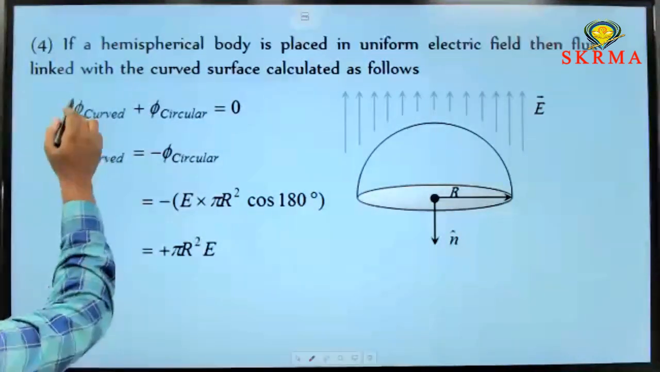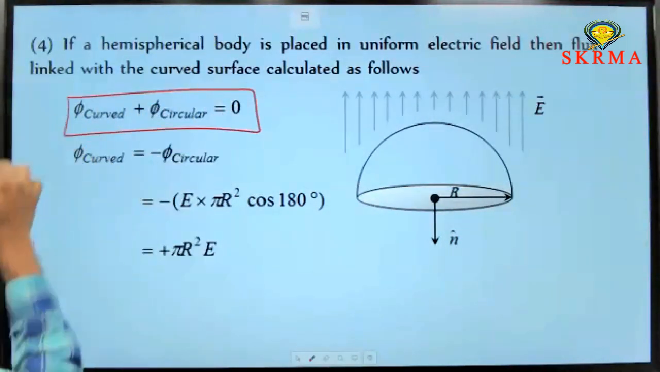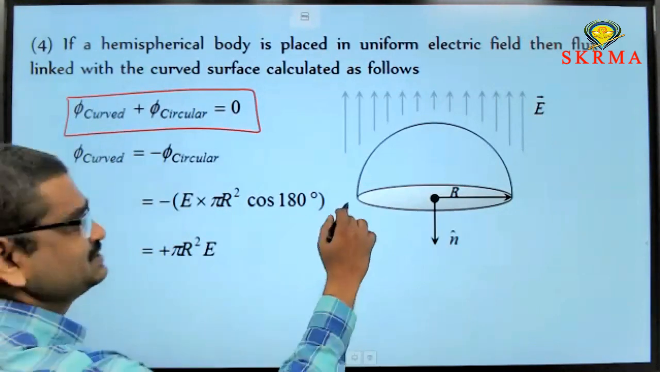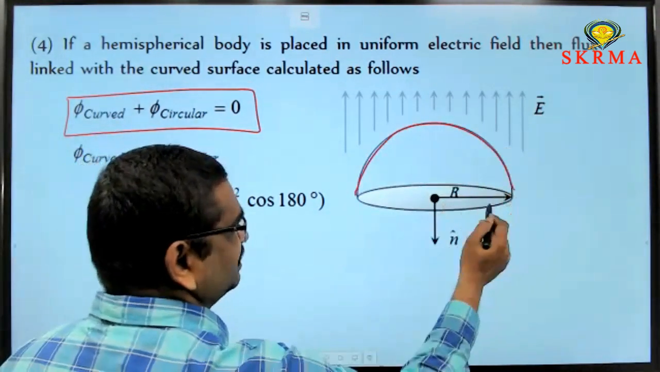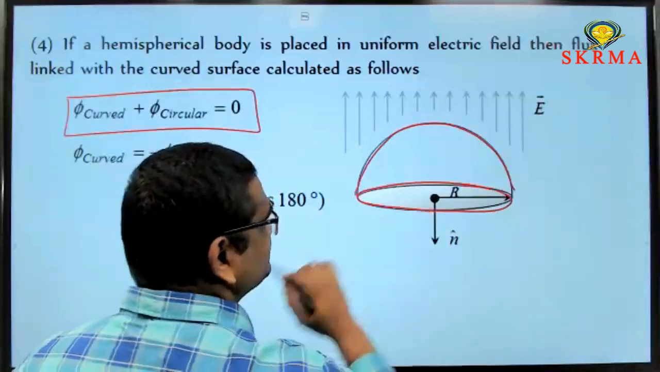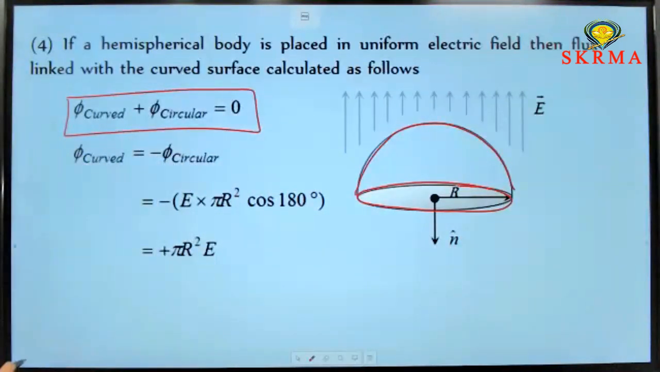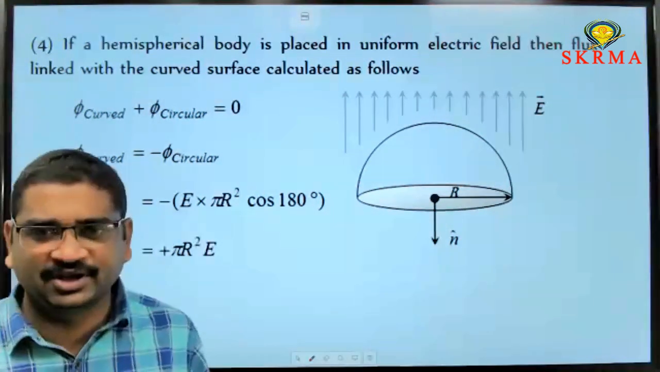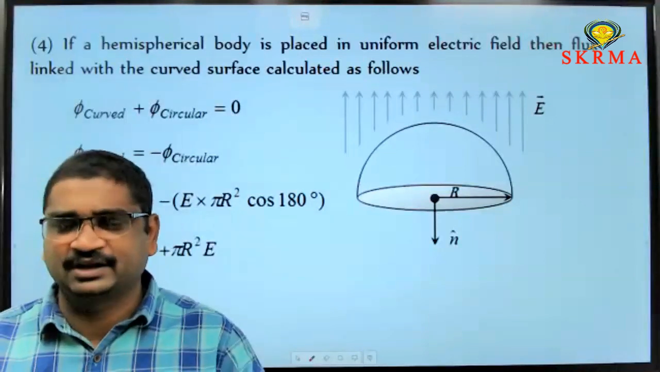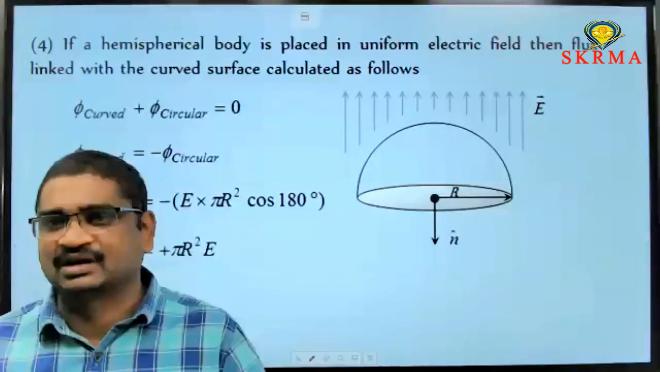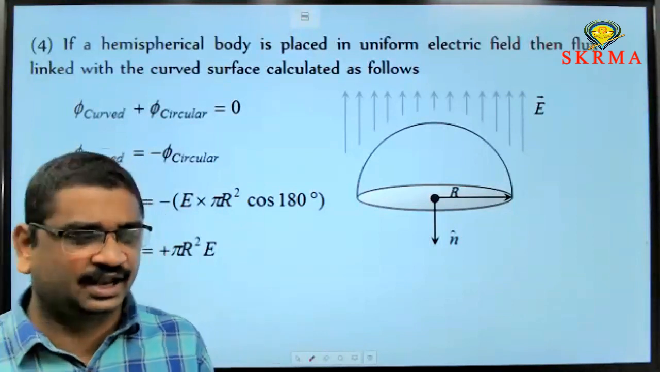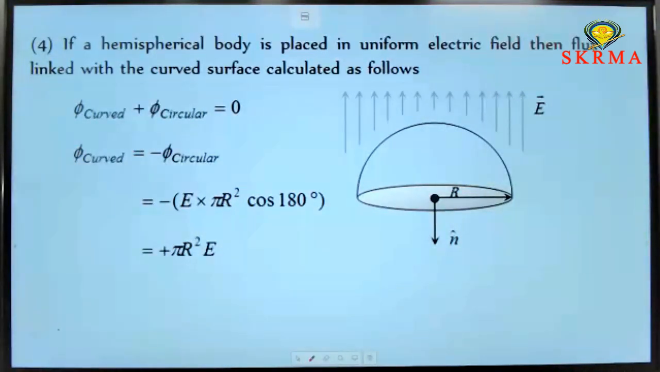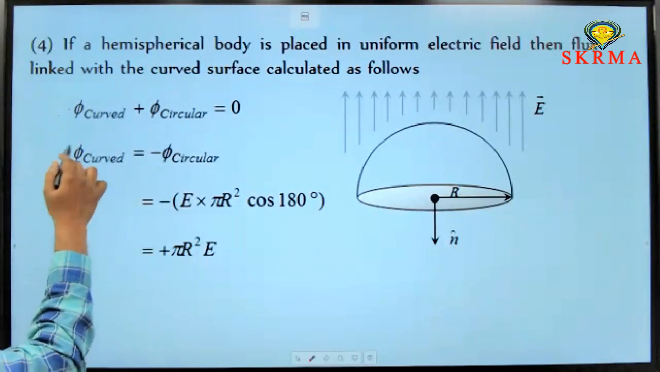So use that concept and write down this equation. The flux passing through the curved surface, this is called the curved surface, and this one is a flat surface, plus the flux passing through the circular surface should be equal to zero. That is from the previous statement: if any closed object is placed in an electric field, then the total flux is zero. So use that condition and write down this equation. Next, if you rearrange this equation, then you will get this one.